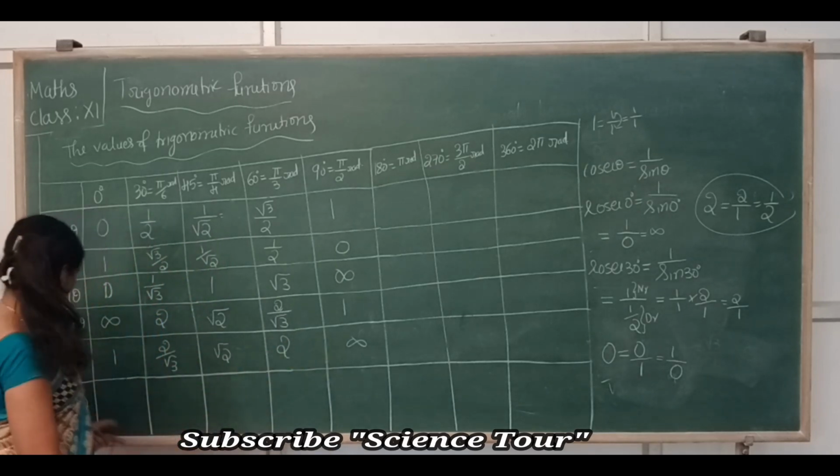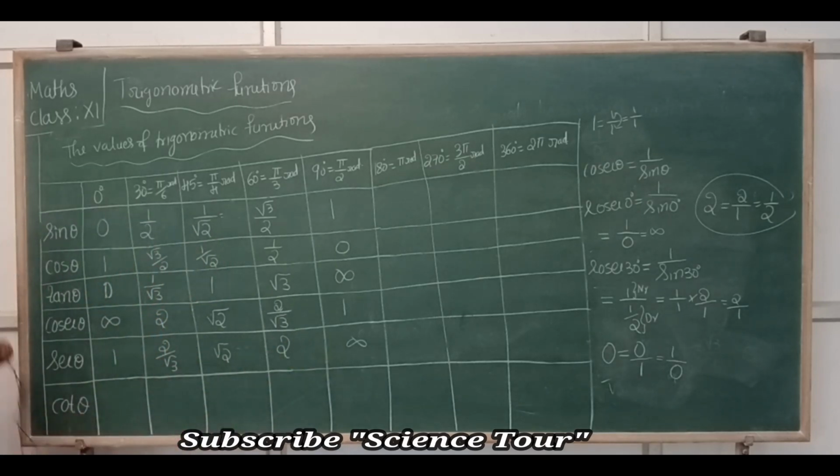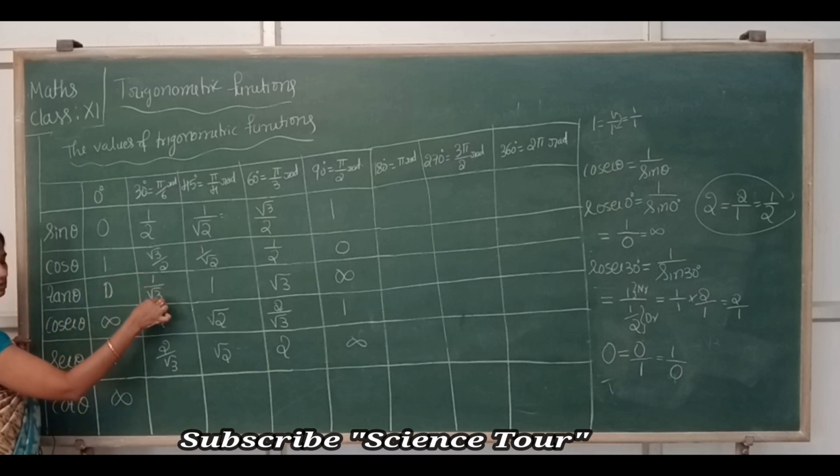Clear? Now next, how to write cot? Take the reciprocal of tan. Tan 0 is 0, and the reciprocal of 0 is 1 by 0, which is infinity. Now next, the reciprocal of 1 by root 3.